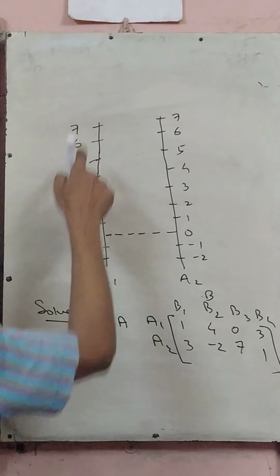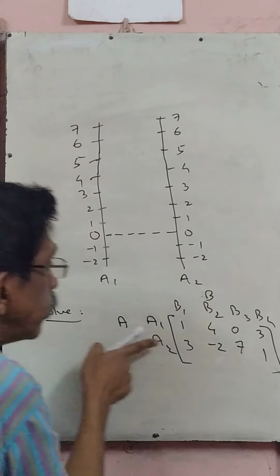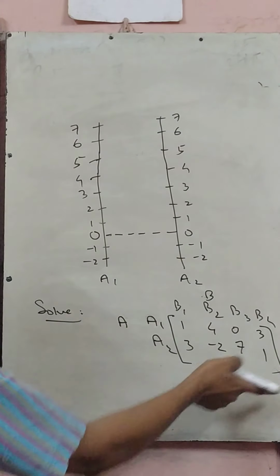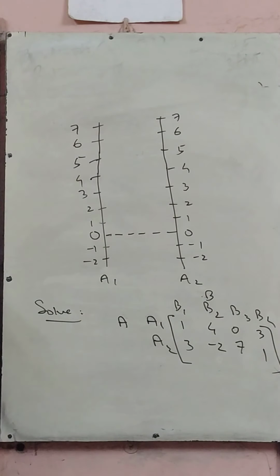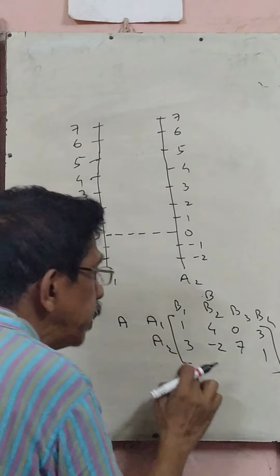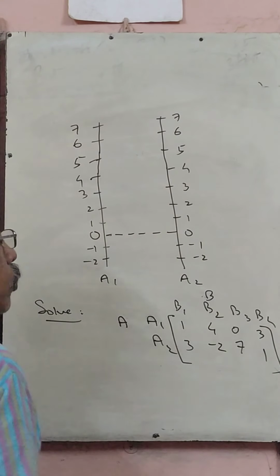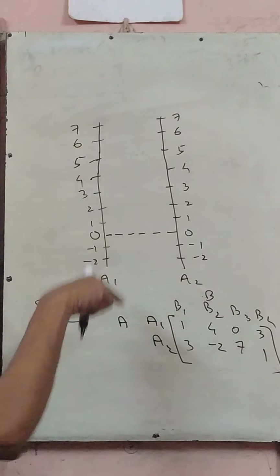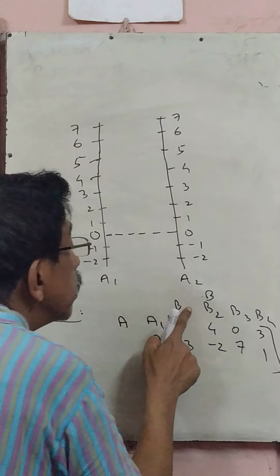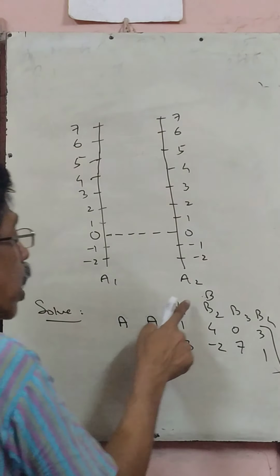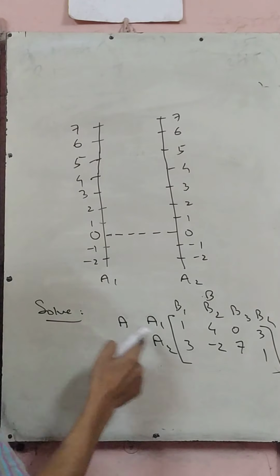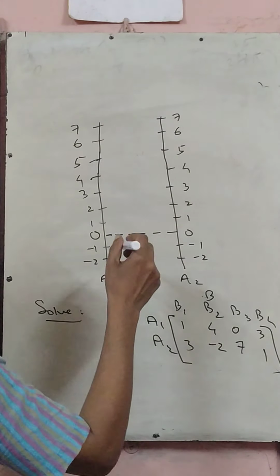I have drawn the A1 line, but I have just made the scale; I'll put the values later. For the A2 line, again I made the scale, and I have drawn the scale in such a way that I can accommodate all the values given here. Now how to draw? First, for A1 and A2, when I am going to draw this graph, look at B1. B1 A1 means on the line A1, this axis A1, for the B1 value it will be 1.